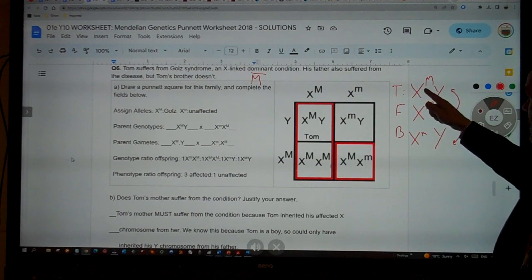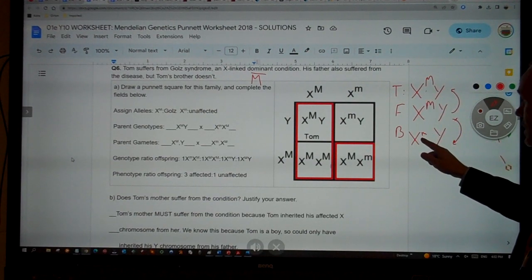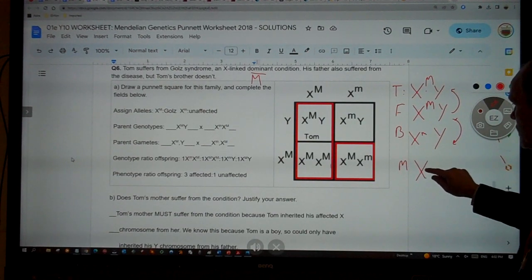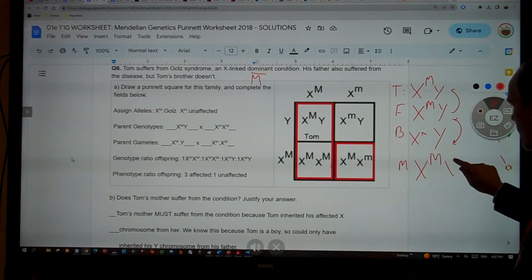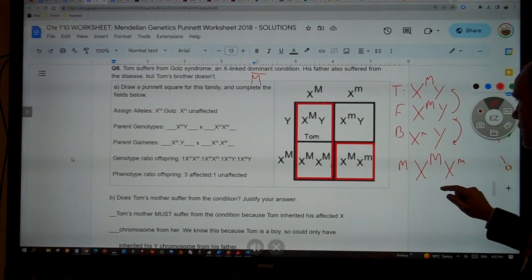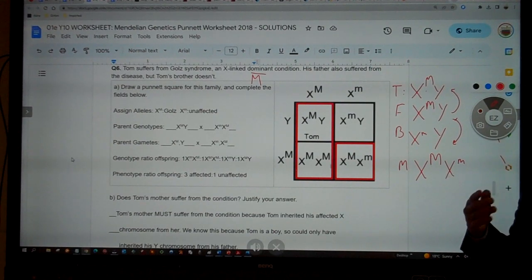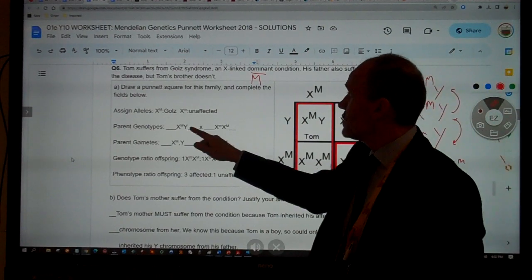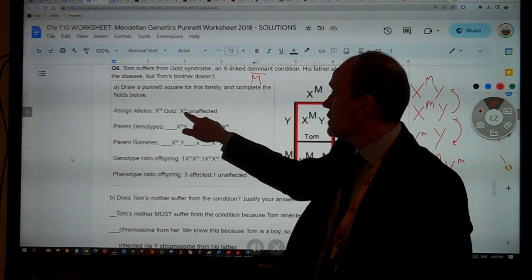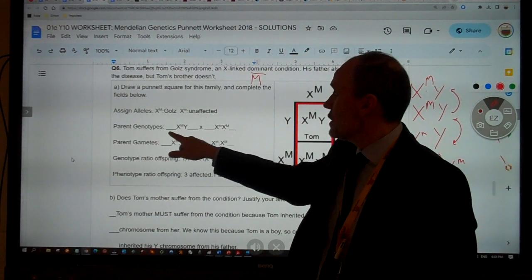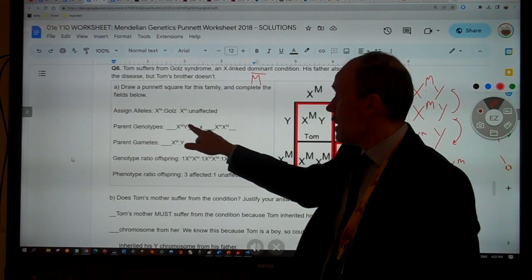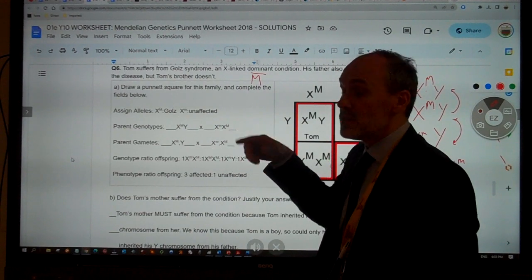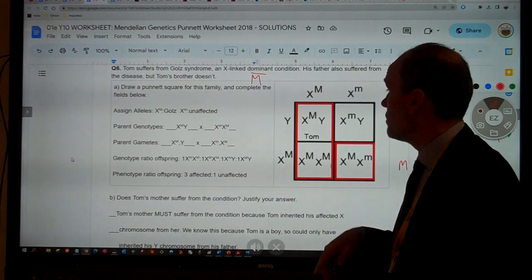this X here came from the mother, and this X here came from the mother, which means the mother must be a heterozygote with a big M and a little m. Okay? Because fathers always pass Y to sons. And so there we go. Assigning alleles, X, big M for Gault's, X, little m for unaffected. Parents' genotypes, X, big M, Y for the father who's affected, X, big M, X, little m for the mother. So she has the condition, she's got that single big M.